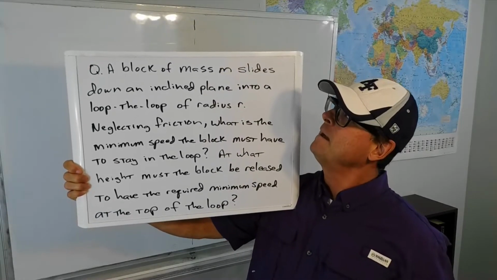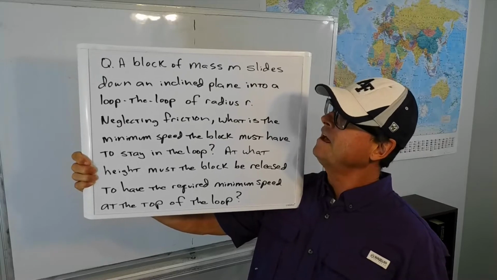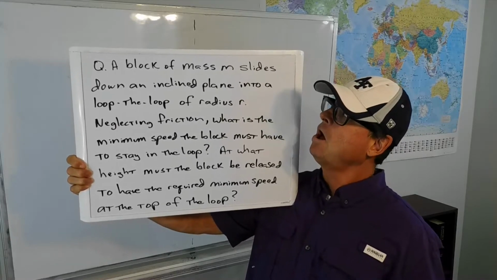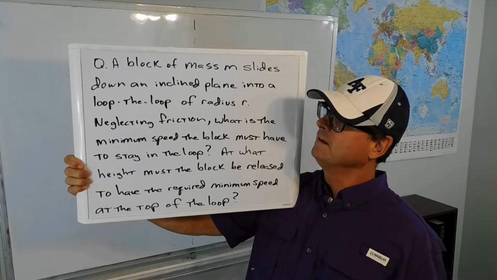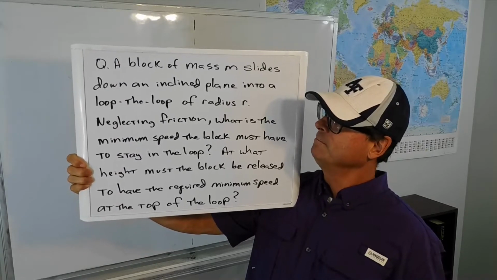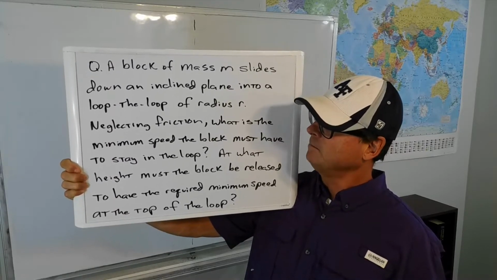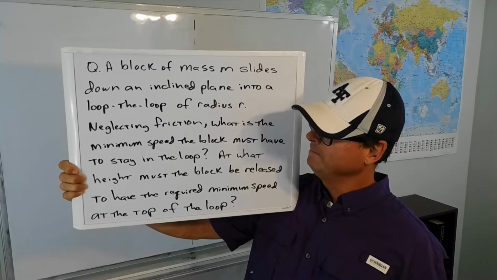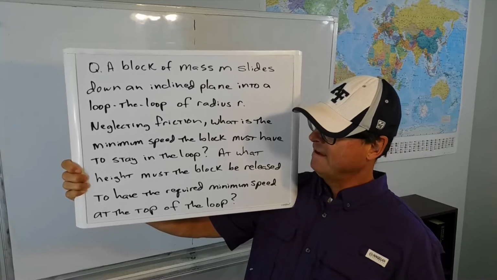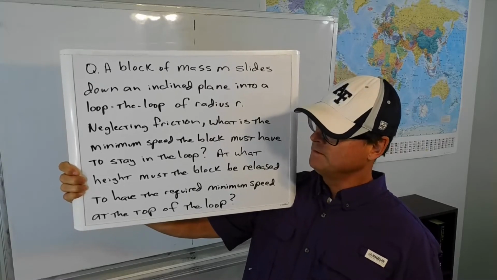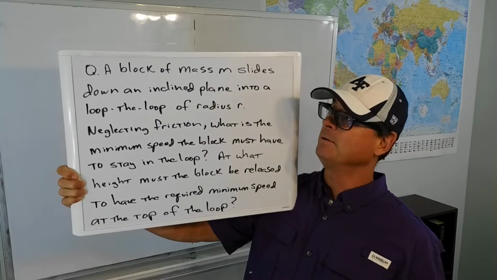A block of mass M slides down an inclined plane into a loop-de-loop of radius r. Neglecting friction, what is the minimum speed that the block must have to stay in the loop? At what height must the block be released to have the required minimum speed at the top of the loop?